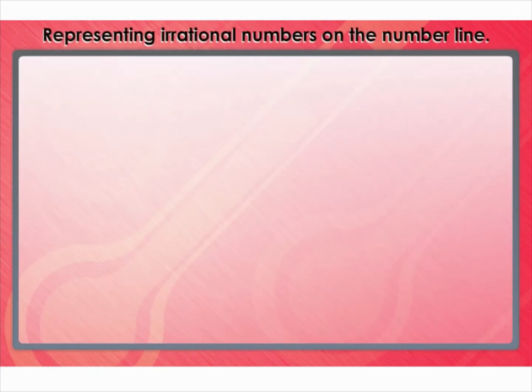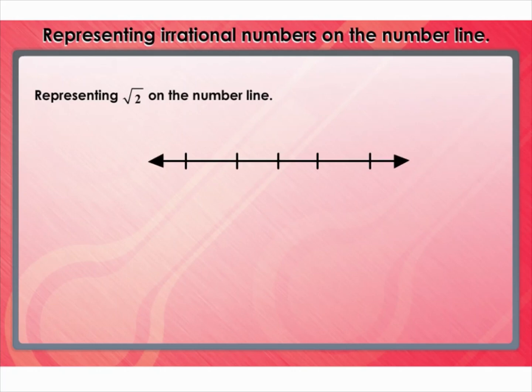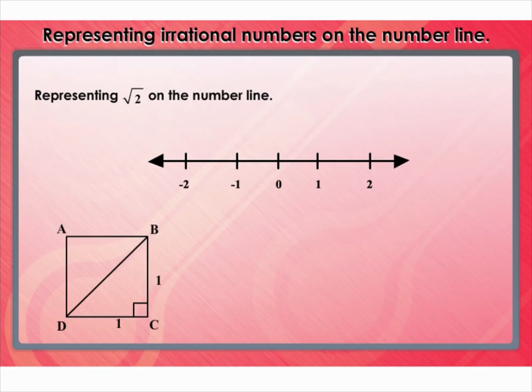Representing irrational numbers on the number line. Here we see how to represent root 2 on the number line. In this number line, here 0, 1, 2, and here minus 1 and minus 2. Now draw a unit square. It's a simple square. All the sides have 1 unit. We know in a square all the sides have equal length and the angles are all 90 degrees. If we measure each side, the length of the side is 1 unit.